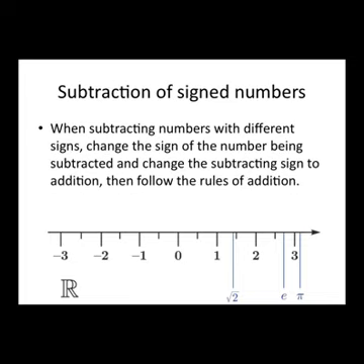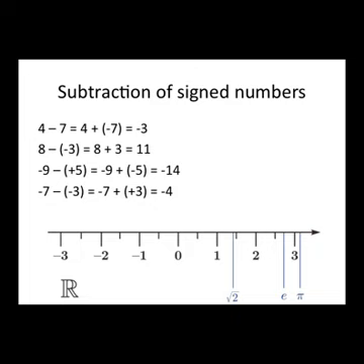When subtracting numbers with different signs, change the sign of the number being subtracted and change the subtraction sign to addition and follow the rules of addition. So, for example, 4 minus 7 is actually 4 plus negative 7, which will be a negative 3. 8 minus 3 is 8 plus 3 is 11. Again, you're going right 8 places on the number line, and then you're going another 8 places on the number line, or 3 places on the number line.